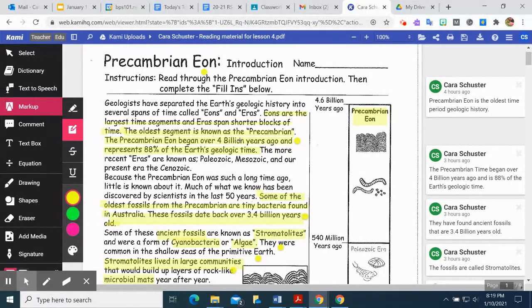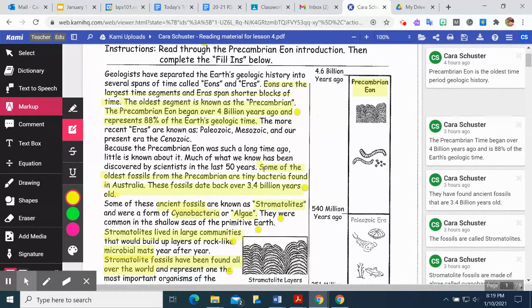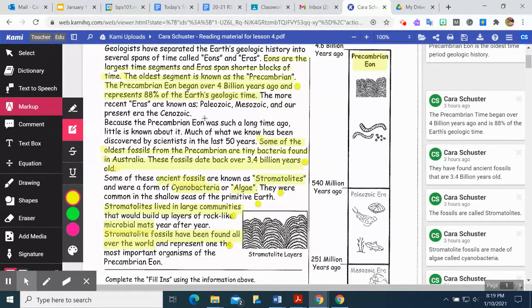The oldest segment is known as the Precambrian eon. The Precambrian eon began over 4 billion years ago and represents 88% of the Earth's geologic time. That's a lot of time. The more recent eras are known as Paleozoic, Mesozoic, and our present era, the Cenozoic.